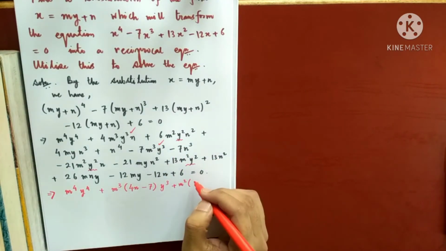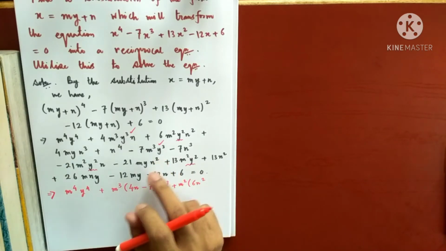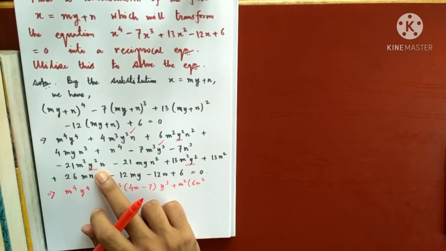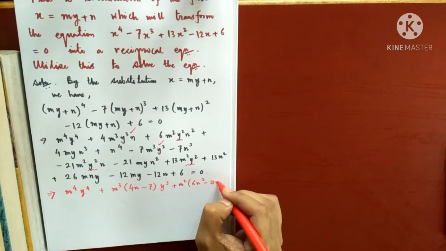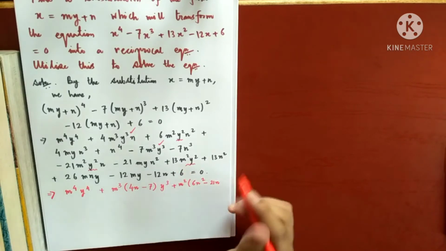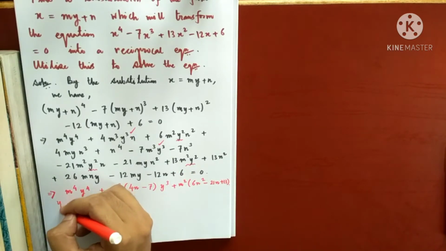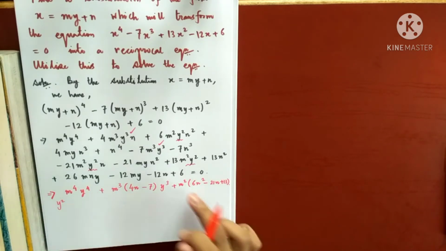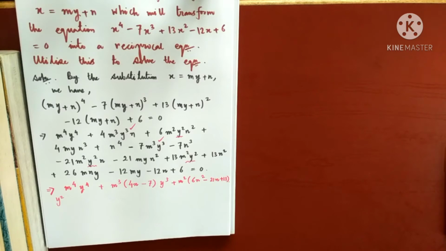6n square, then minus 21n plus 13 and into y square. So please write here y square, this into y square, because m square y square, right? So I've taken all the y square together, and let's take all the y's together.